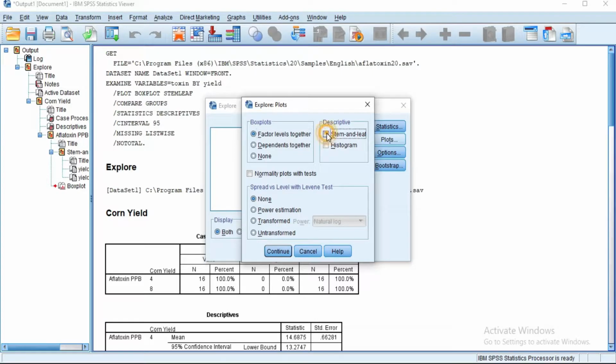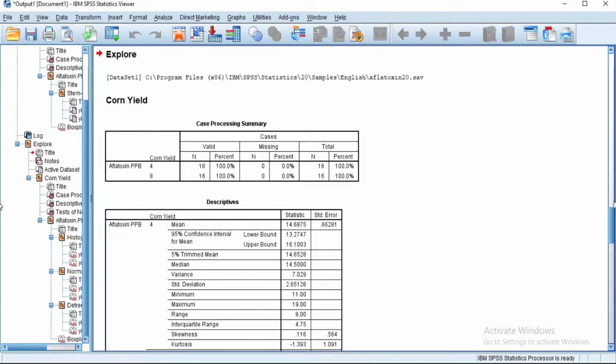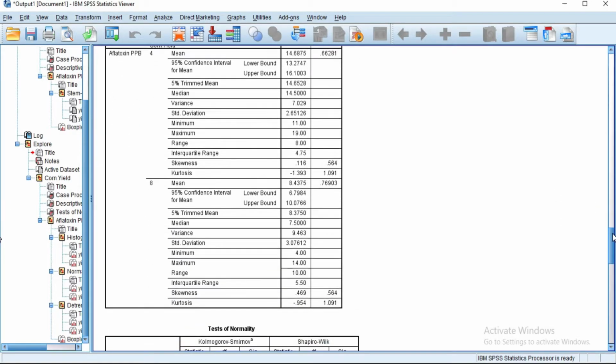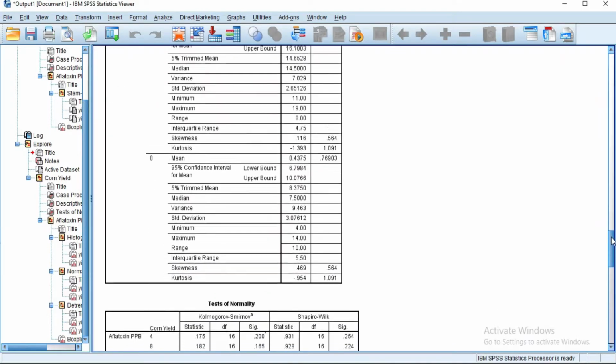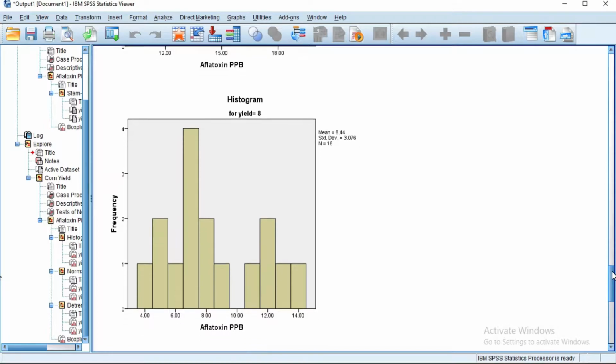I'm unchecking this stem and leaf because we don't need stem and leaf here. You click this histogram, and then we have normality plots with tests. And by checking these two options, just pressing the Continue button and then pressing again the OK button. So these are the outputs of the descriptives that were obtained earlier. And now we have a few more graphs available on the output.